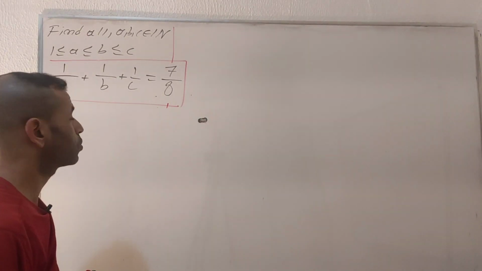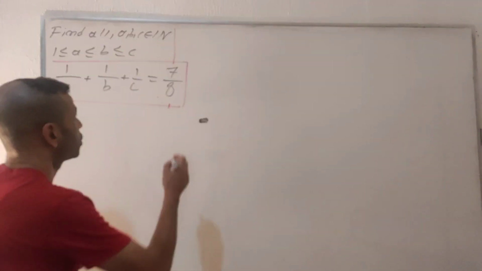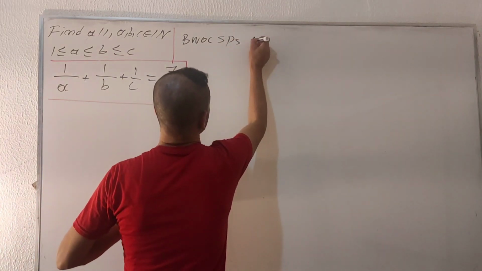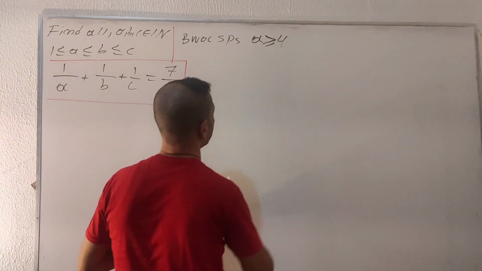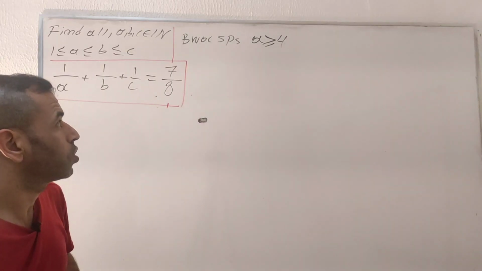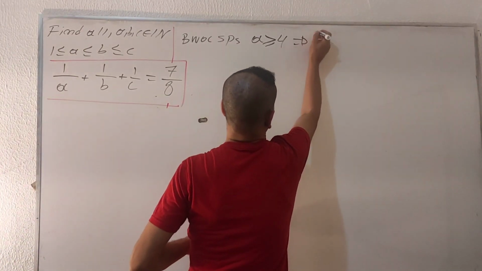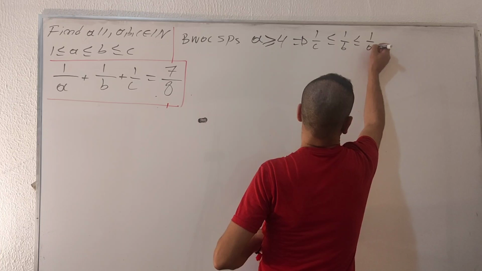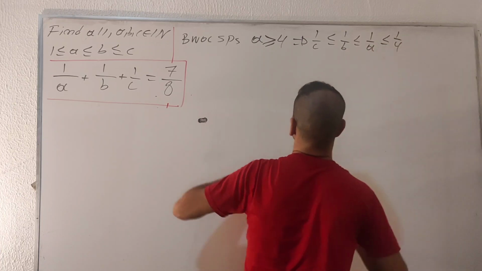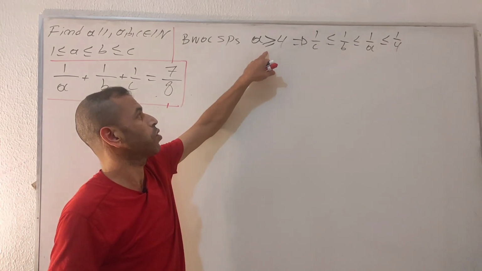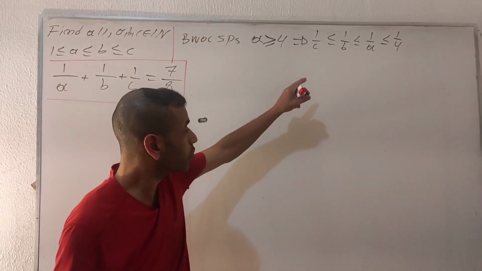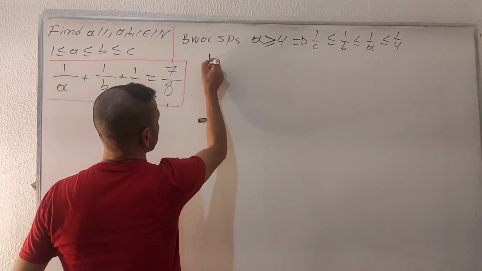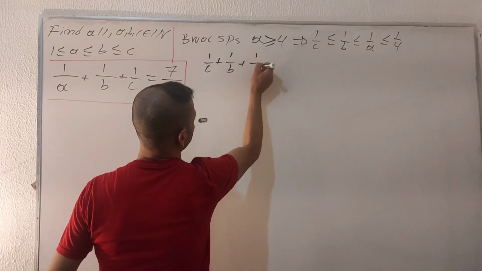First of all, I'm going to start by way of contradiction. Suppose A is superior or equal to 4. If you have A superior or equal to 4, I get 1 over C is inferior or equal to 1 over B, which is inferior or equal to 1 over A, which is inferior or equal to 1 over 4. Because if you take the inverse, the inequality is flipped in the other direction. The next thing, I'm going to sum these numbers. So I get 1 over C plus 1 over B plus 1 over A.